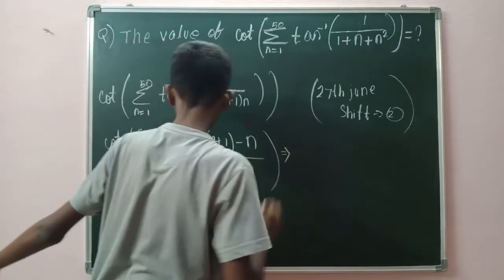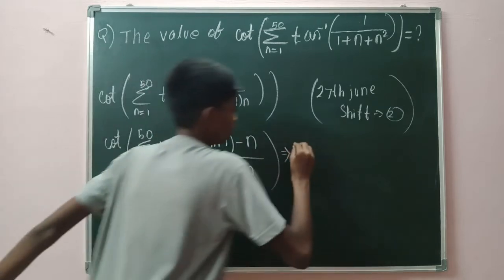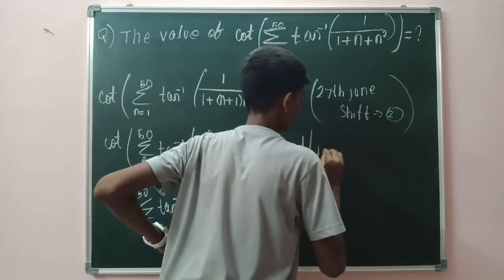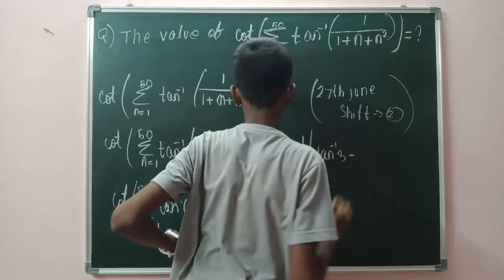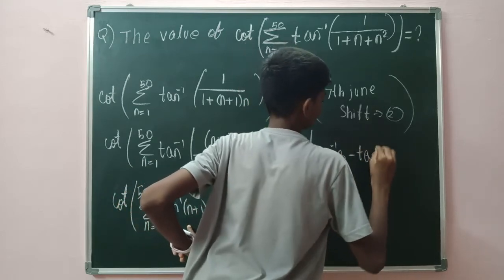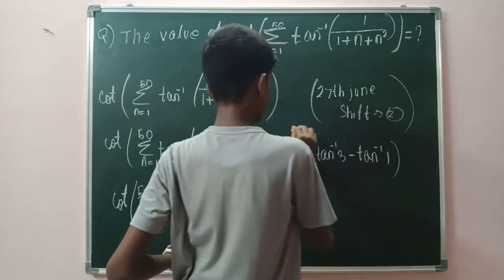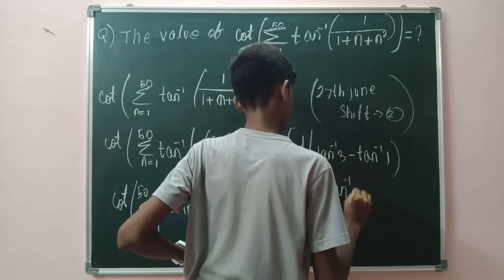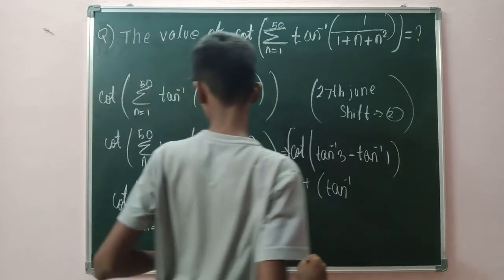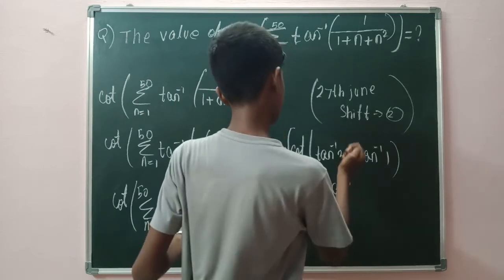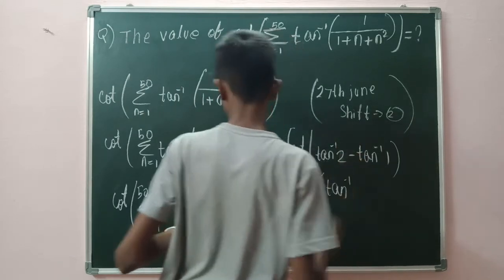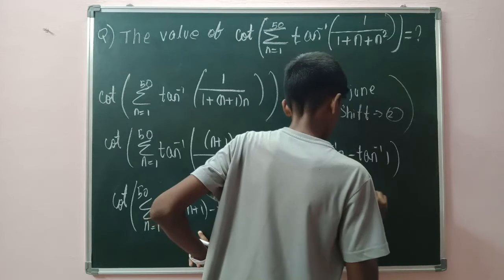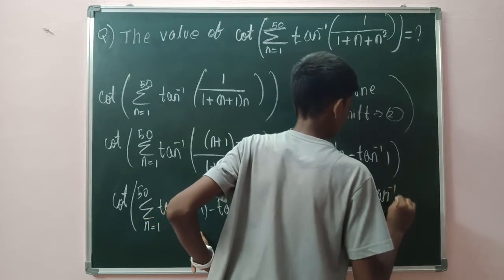When you put like that, this summation will be nothing but, I am having cot, don't forget that. Cot of, when you put 1 in place of n, you get tan inverse of 3 minus tan inverse of 1. Then plus tan inverse of 2, because when you put 1 in place of n, you will get tan inverse of 2. Then plus, when you put 2 in place of n, you will get tan inverse of 3 minus tan inverse of 2.